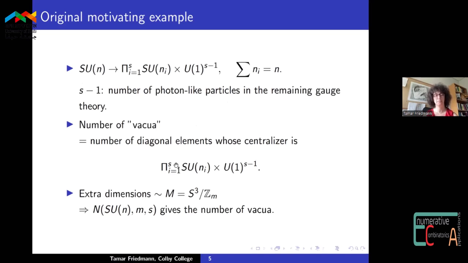this group. Now, in string or M theory, as you know, or you've heard, we have extra dimensions. When the extra dimensions look like a lens space, S^3 mod Z_M, then it's exactly this number that I defined at the beginning, N(SU(N),M,S), that gives the number of vacua, which is why I started computing this in the first place.